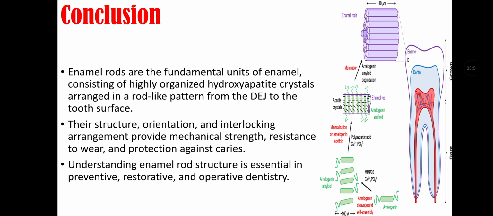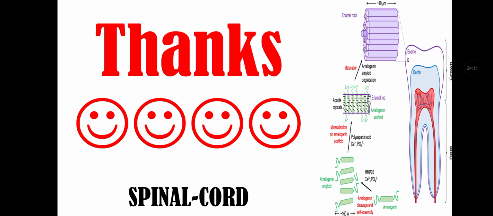Conclusion. Enamel rods are fundamental units of enamel consisting of highly organized hydroxyapatite crystals arranged in a rod-like pattern from the dentino-enamel junction to the tooth surface. Their structure, orientation, and interlocking arrangement provide mechanical strength, resistance to wear, and protection against caries. Understanding enamel rod structure is essential in preventive, restorative, and operative dentistry. And this was all about enamel rods.